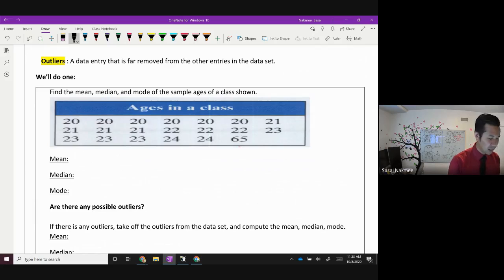There's 6 elements in here that have the number 20, 6 people who are age 20, and I think that's the majority. 21 shows up 4 times, 22 shows up 3 times, 23 shows up 4 times, 24 shows up 2 times, and then there's a person here who's 65, right? So it looks like in this class the mode is 20. Now the next thing we need to do is find the mean and the median.